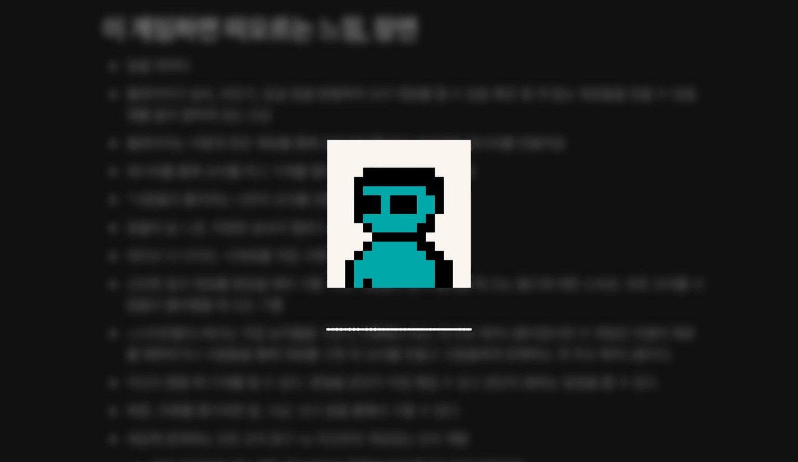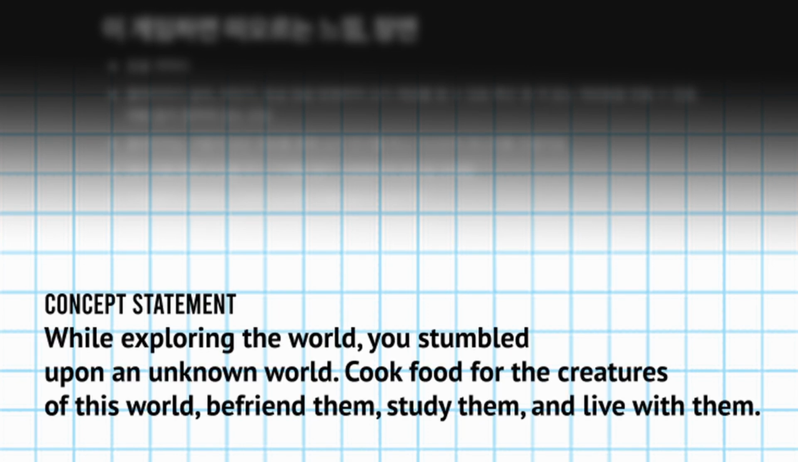And this is how I wrote my ongoing game project concept statement. I think these sentences tell about the game in an easily understood way. The main concept of the ongoing project is studying creatures while surviving in the unknown world. To study and survive in this world, the player should become a member of this world.